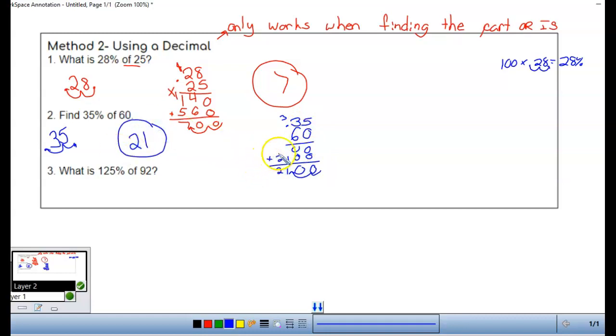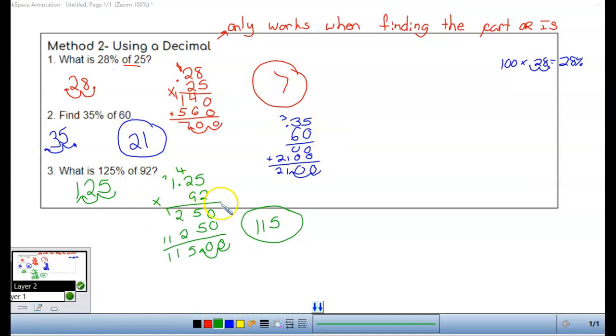Another thing I want to tell you is that you never have to use method 2 for my class. Method 1 you will have to use sometimes, because we won't always be finding the part, or the is. So just know that this is a fine method, but you can't use it for all of the problems we'll have in this unit. If you have not already, pause the video and try out 3.